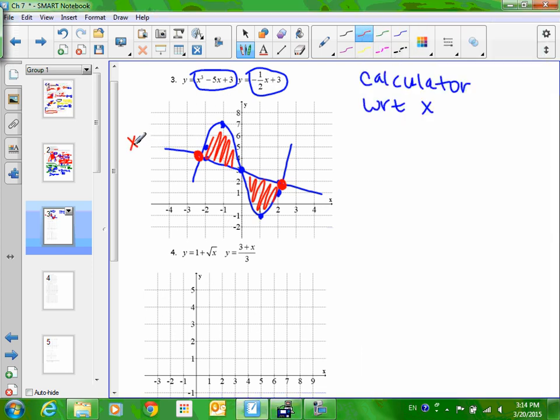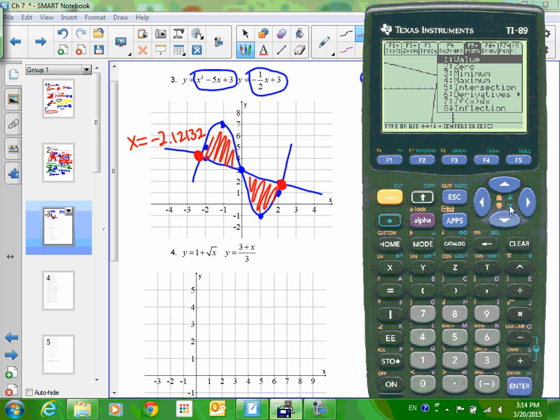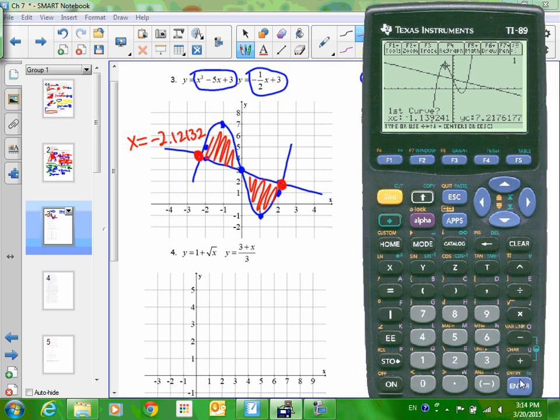And so I'm going to write it out, -2.12132. Then we're going to come over here to the right, and we're going to do it again. F5, 5 for intersection. Again, you can go enter, enter. When you see this left bound and right bound, you need to be just barely to the left of that intersection, and then when it says upper bound, go to the right. Enter. And something interesting, I get the exact same number, except it's positive.